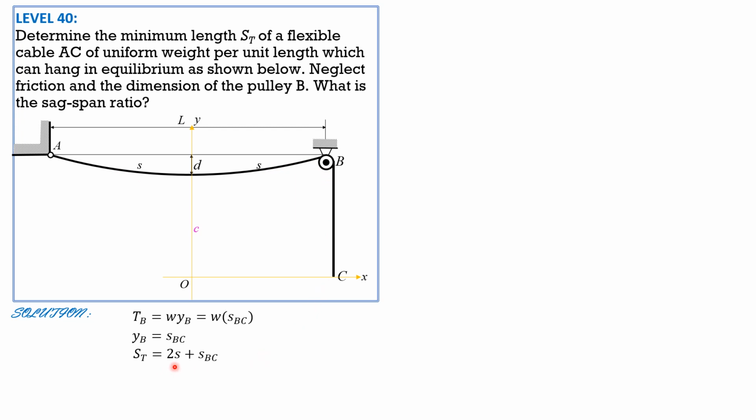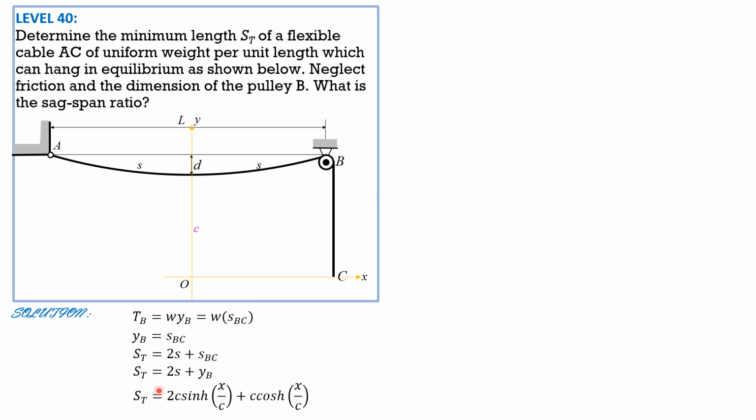The formula for S is C sine hyperbolic of X over C, where X is 0.5 of L, while SBC is YB, so the formula for YB is C cosine hyperbolic of X over C, and again X is 0.5 L. So S total is 2S plus YB. So S total is 2C sine hyperbolic of X over C plus C cosine hyperbolic of X over C.